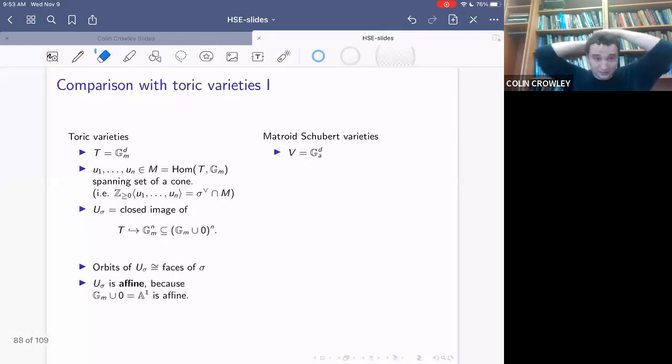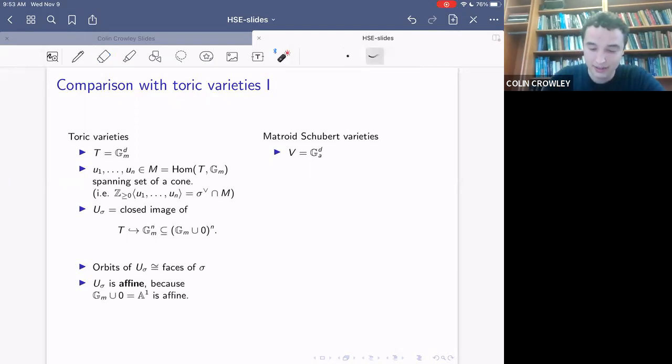Let's continue. In this other case, I have this Matroid Schubert variety. There I have this additive group, V. And these L's from before, these linear forms, live in the dual vector space, which is nothing other than the Homs from V into G_a, just as characters were Homs from T into G_m. And I assume these L's are a spanning set. That's the condition that the hyperplanes all intersect at 0.